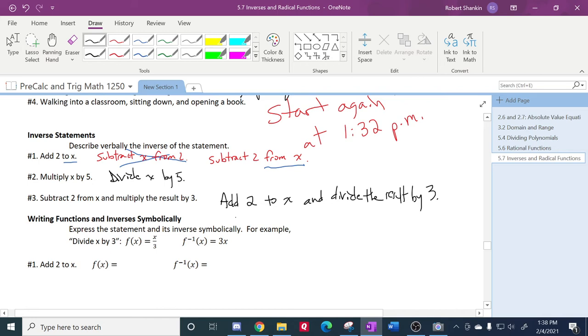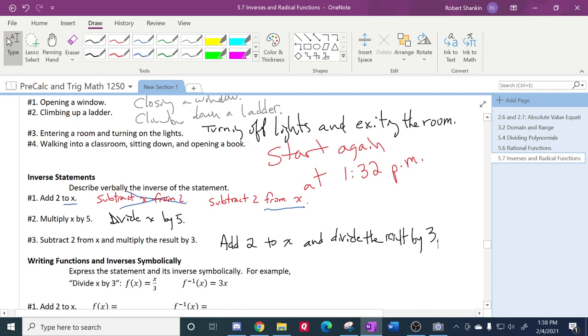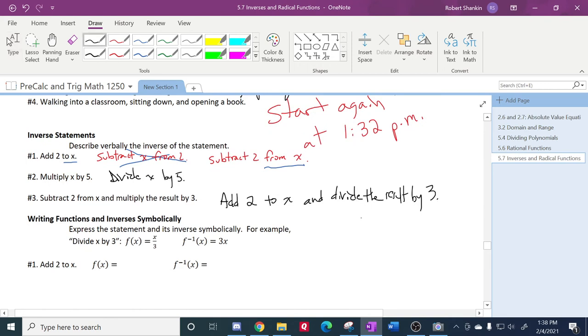So what you're saying is, just like we had to reverse the order up here, enter a room and turn off the lights, we had to turn off the lights first and then exit the room. Same thing here. We've got to do it this way. Divide the result by 3 and then add 2.